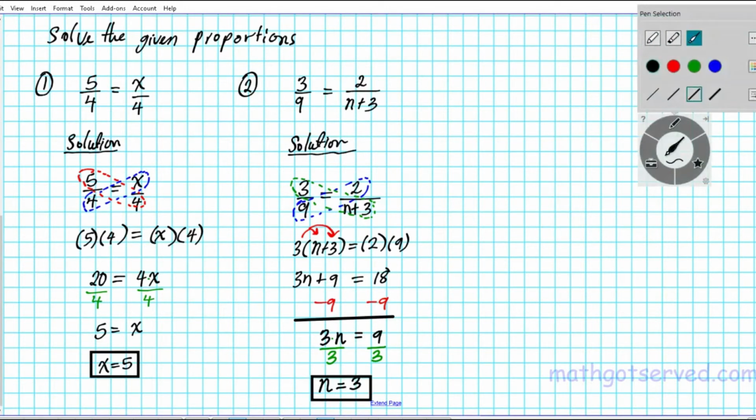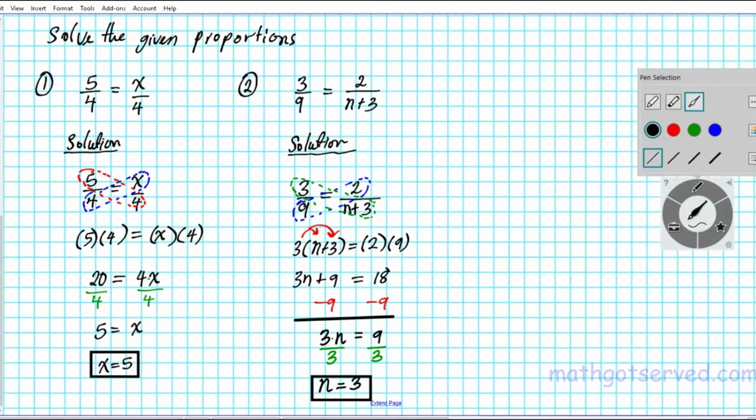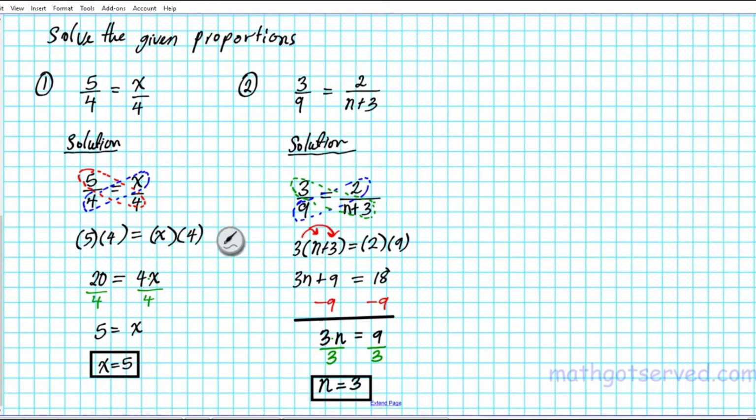Alrighty, let's take a look at the next one, question number 3. Let's move my palette to the left. Number 3, let's say we have the proportion (y minus 4) over 3 is equal to y over 5.